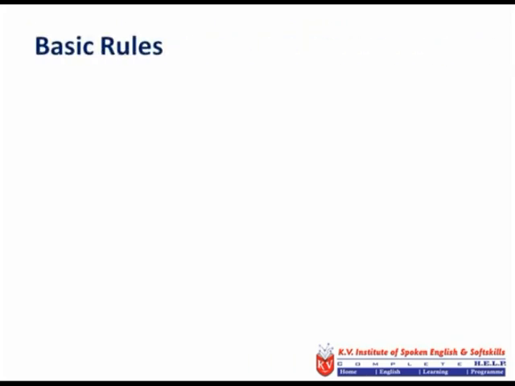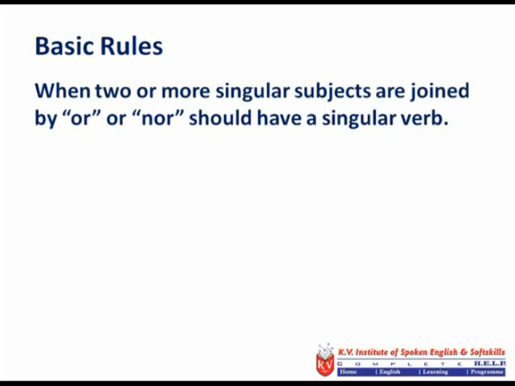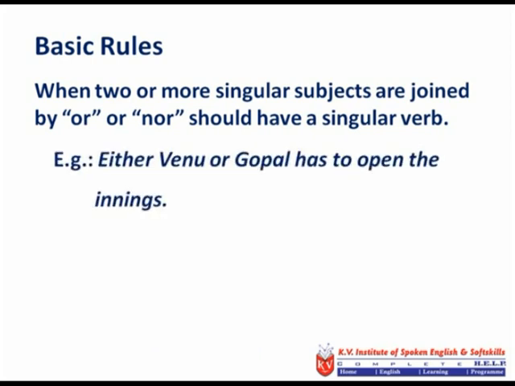Let's see rule number 2. When two or more singular subjects are joined by or, nor, they should have a singular verb. This gives a perfect meaning to a sentence as you are choosing between two singular objects. Example, either Venu or Gopal has to open the innings. In the above stated sentence, only one person, either Venu or Gopal, has to open the innings. The two singular subjects, Venu and Gopal, joined by or would take a singular verb, has.